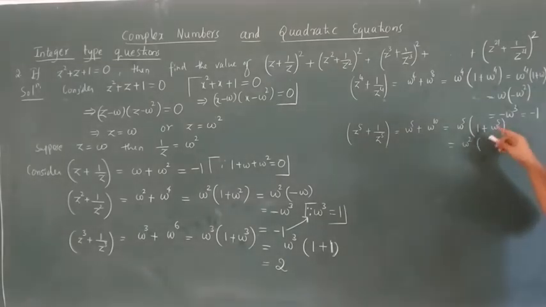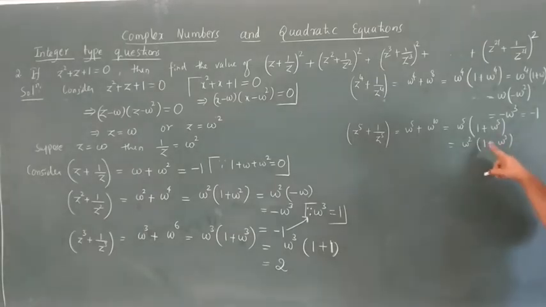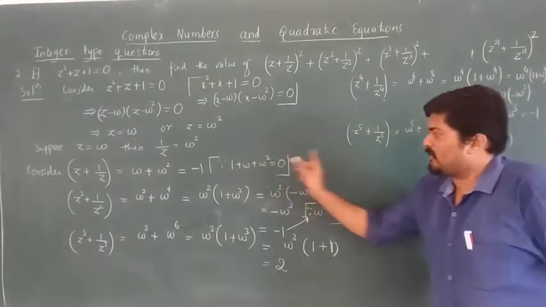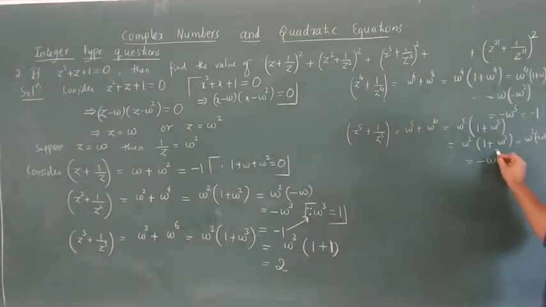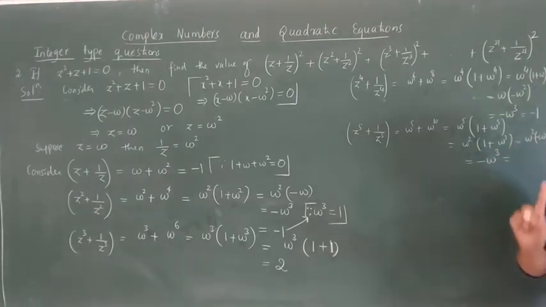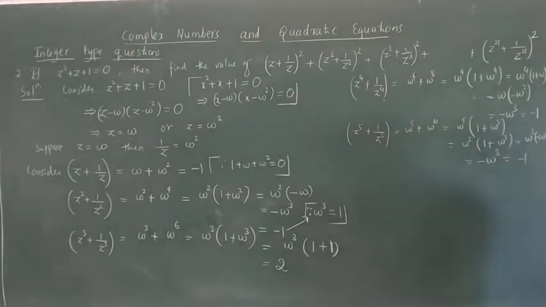Here also 1 plus omega square. We know that 1 plus omega square is equal to minus omega. You can write this as omega square into minus omega. You are just left with minus omega cube. Omega cube value is equal to 1. Therefore you get minus 1. I hope you are following the things.